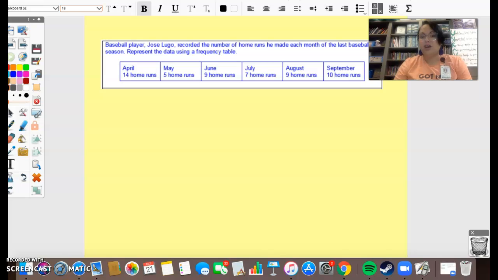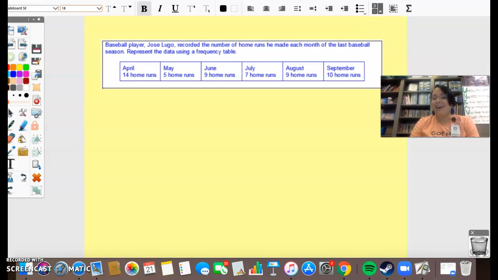Okay, so they have given us some data and now they want us to make the frequency table. All right, and so I'm going to make one and then I'm going to erase what I did and we're going to look and see what they wanted us to do and we'll see if it turned out to be about the same. So we have some months and we have home runs made by Jose here. So we're going to make a frequency table.